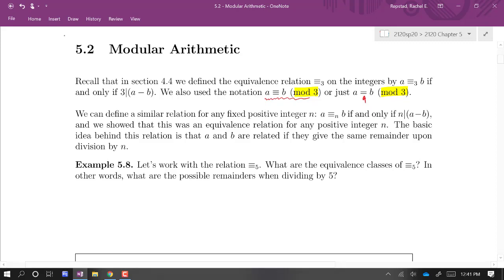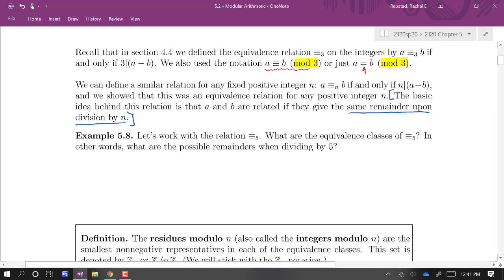And the idea behind this relation, and here's one big takeaway, and we probably talked about this a little bit before the break, is that a and b are equivalent or related if they give the same remainder upon division by n. So, for example, if we look at the relation equivalence mod 5, we're saying that a and b are equivalent mod 5 if a minus b is divisible by 5, or in other words, if a and b give the same remainder upon division by 5.